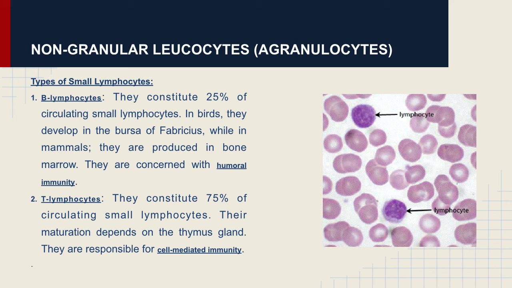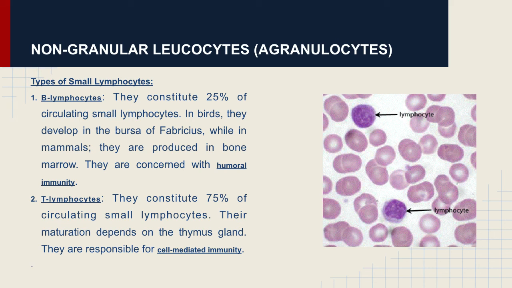The T lymphocytes, in contrast, represent 75% of the circulating lymphocytes. They mature in the thymus gland, and they are responsible for cell-mediated immunity. So we have to know only their percentage, site of development, and the function, either humoral or cell-mediated immunity only. We don't have to know the abnormal count of lymphocytes.